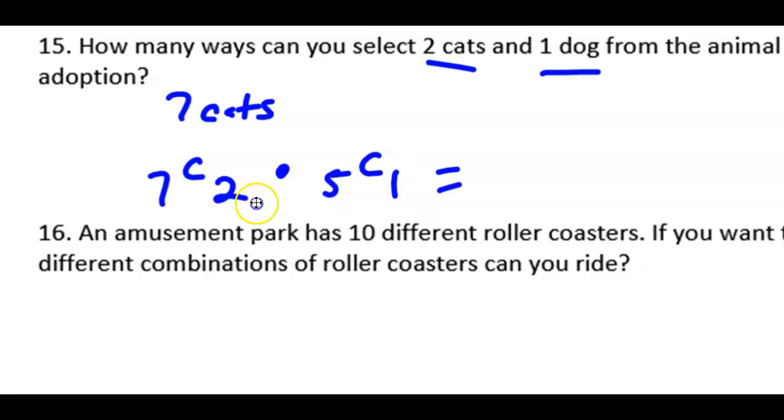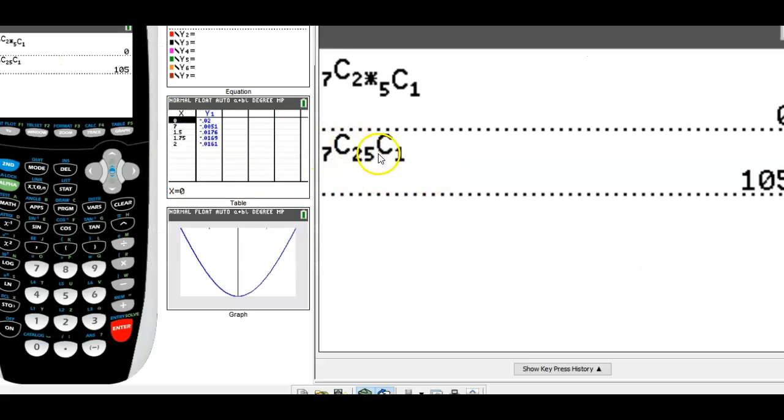Okay, so that's calculator work. So I'm going to go to the calculator. All right, there we go. 7 choose 2 times 5 choose 1. I put it in kind of weird right here. That didn't work out, so make sure you adjust this. When you put it in, make sure they're on the same level, not skewed like that. And you get 105 combinations.